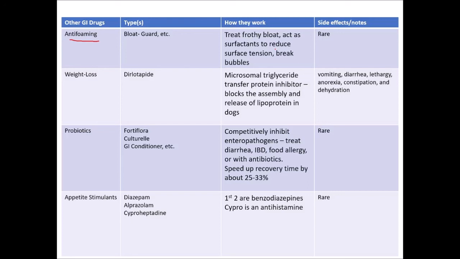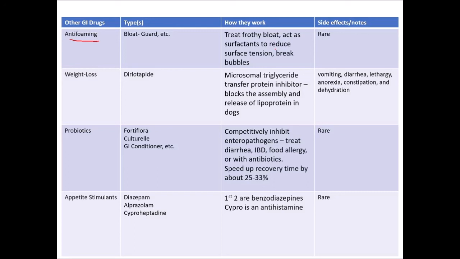Appetite stimulants are sometimes needed if our GI system isn't working because we're not eating. Then it's not going to do well. So diazepam is a good one, alprazolam, those are both benzodiazepines, and then cyproheptadine. Cyproheptadine is actually an antihistamine, so it's going to decrease the histamine release, so it's going to make the animal feel better and also stimulate the appetite.